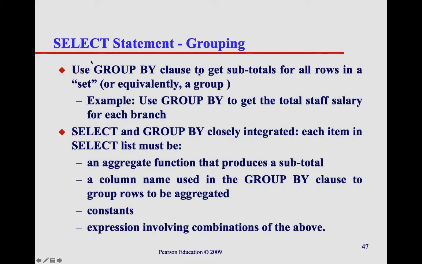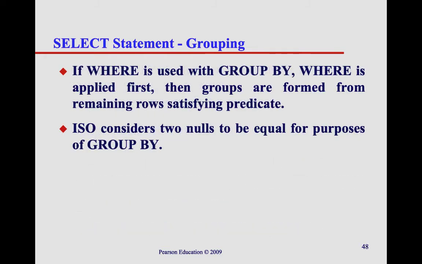Okay, so we use group by to get basically subtotals. We organize the tuples into subgroups, and then we're getting subtotals for those groups. So if a where is used with a group by, the where is applied first to eliminate any tuples we don't want, and then we group on the remaining tuples.